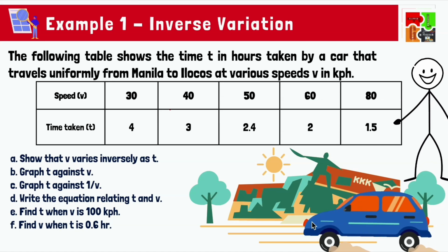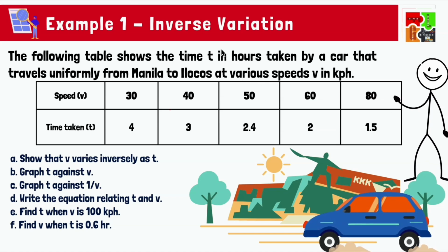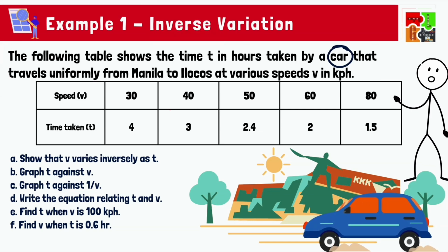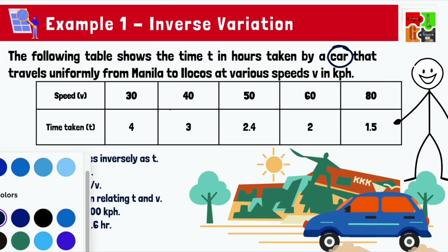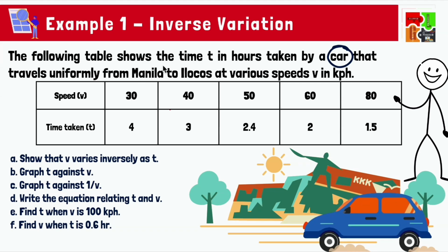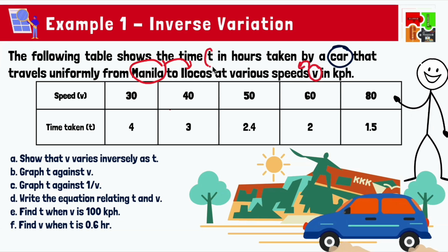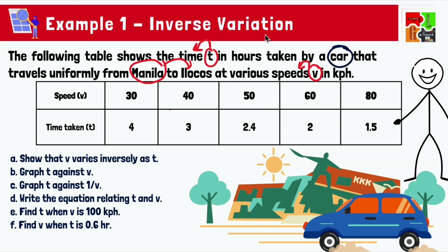So dito, the following table shows the time t in hours taken by a car. Anong gagawin ng car dyan? Magta-travel. Okay, sana all. So, magta-travel tayo dito from Manila papunta sa Ilocos. Okay? Siguro mag-swimming yan. At various speed v in kilometers per hour. So, I use v to represent the speed. I use t to represent the time. So, you have to remember those things.